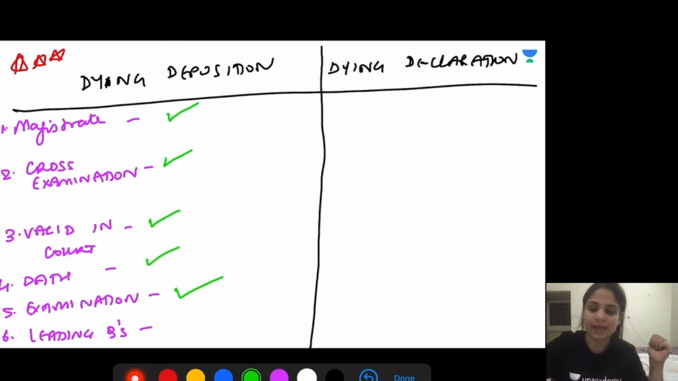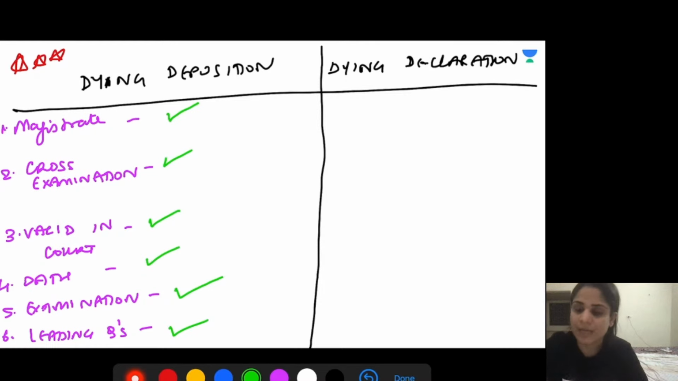Okay. So this is your dying deposition. Now when does dying declaration happen? Dying declaration is same patient, same person. She is in the hospital, she is raped, and she is injured badly, and she is almost on her deathbed. So she cannot even talk. Okay. So with great difficulty she'll say, I got raped by this person at this place.